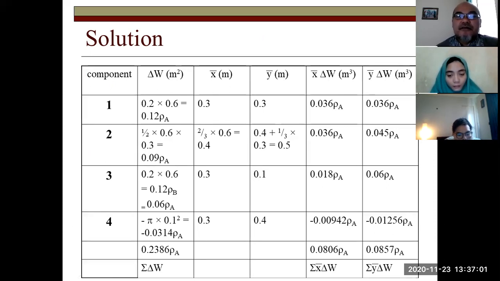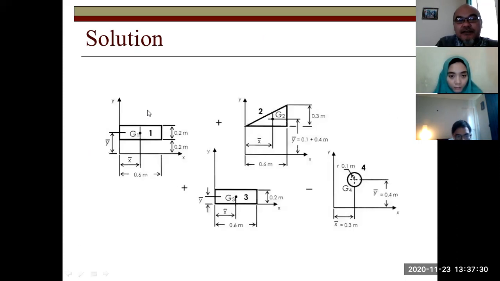So then we make a table, then we draw here the component number, now 1, 2, 3, 4, the delta W of each of the members, the weight, then the x coordinate of the center of gravity of each of the components, the y coordinate of the component, then the multiplication of x upper bar times that delta W and multiplication of y upper bar to the delta W.